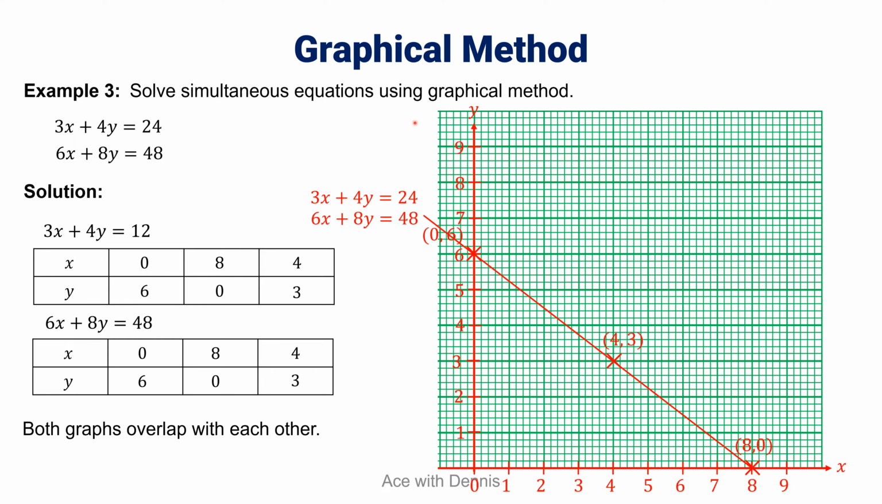Remember, when we want to find a solution, these two graphs must intersect at one point. But for this case, any point on the line will be the solution. So there are infinite solutions for this example 3.